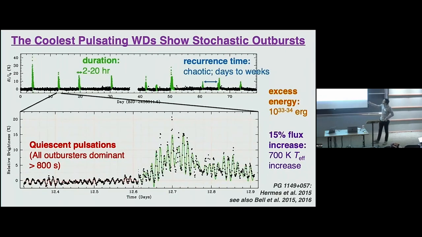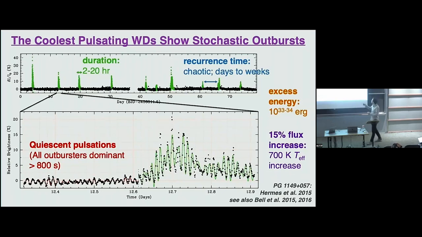And so here on the top panel is 70 days of K2 data, and all in green are what we're calling these outburst events. And a zoom in on one of these outburst events is shown on the bottom. So this is just time in a few hours. And the pulsations are marked in red. And then during the outbursts, the pulsations are still there. Their amplitudes are much higher.